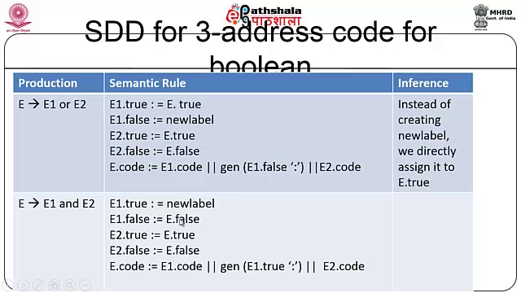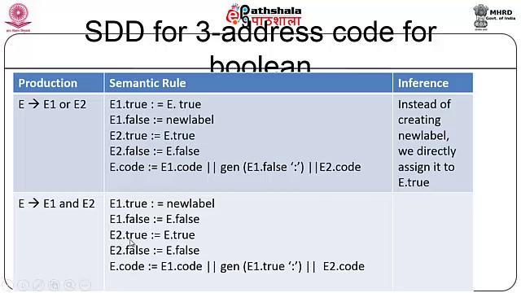Now, the next one is, instead of creating a new label, we directly assign it to E dot true. So now here E produces E1 and E2. This is just the reverse of OR. If E1 is true, then I have to evaluate E2, so E1 dot true is a new label. This is just opposite to the OR case. If E1 is false, on the other hand, I can directly say E itself is false. I need not even look at E2.